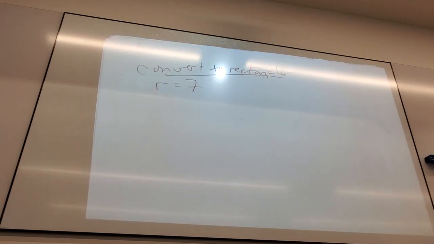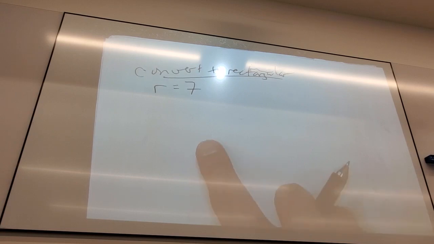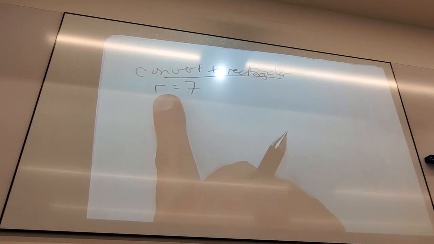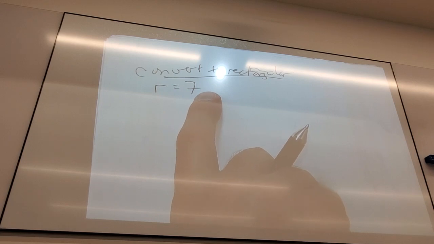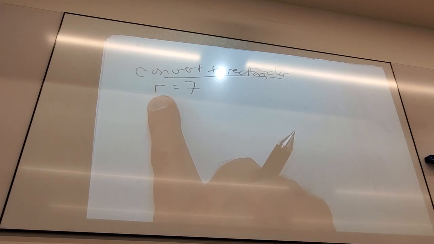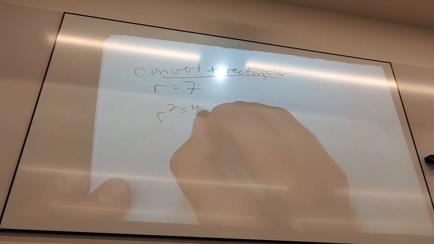What the hell do I do? What do I wish I had written there? What do you guys wish I had written there? R squared, right? One way to make r squared happen is to multiply both sides by r. Why would that suck? Because then the other side would have an r, and that was the problem in the first place. So what's a better way to make an r squared? Square both sides. So now you get r squared equals 49.